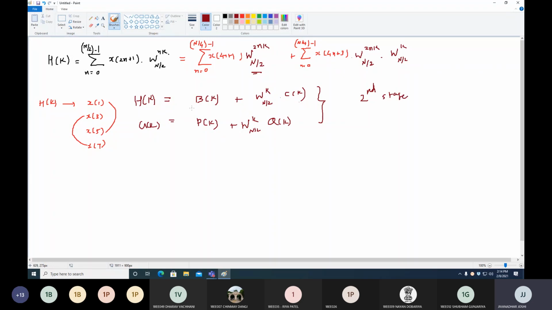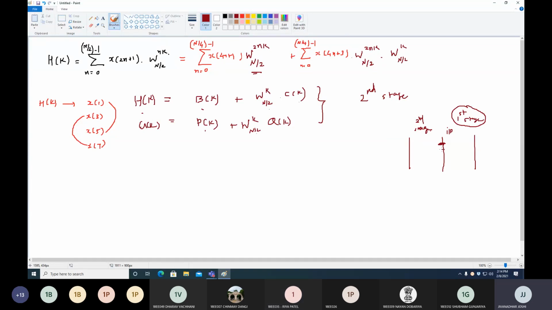You know that inputs for the second stage are p, q, b, c and outputs are g and h. Output of the second stage is actually input for the first stage, right? Can you recall it? Say yes or no. Here is my second stage, this is my first stage. So output of the second stage is input for the first stage. Say yes or no.